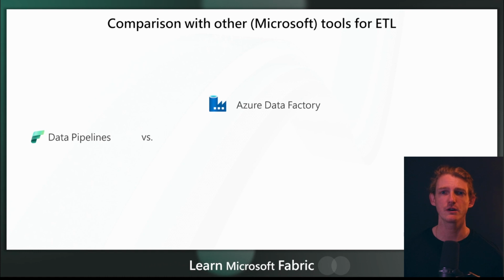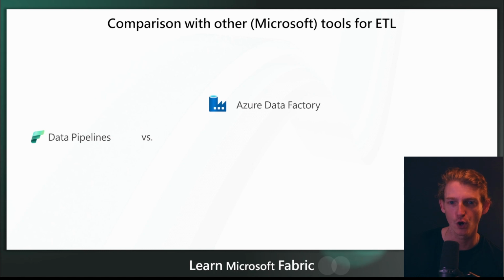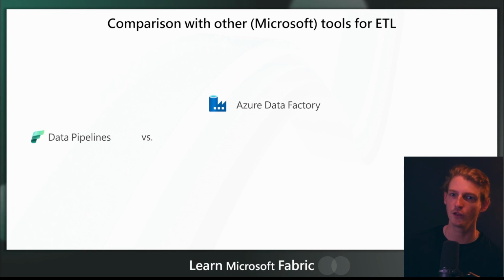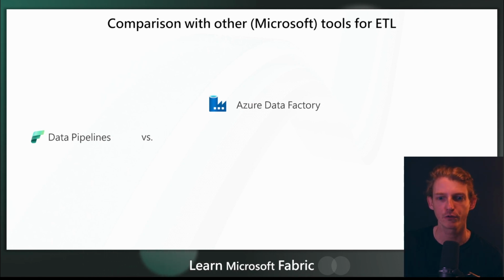And a very brief comparison with some of the other tools that Microsoft already has. The main one is obviously Azure Data Factory, and a lot of the capability for data pipelines comes from Azure Data Factory. But beware that there's lots of limitations in Fabric data pipelines, things that you could do with Azure Data Factory that currently, as of July 2023, you can't do yet in data pipelines. And I'll be going through those in a bit more detail in a later slide.